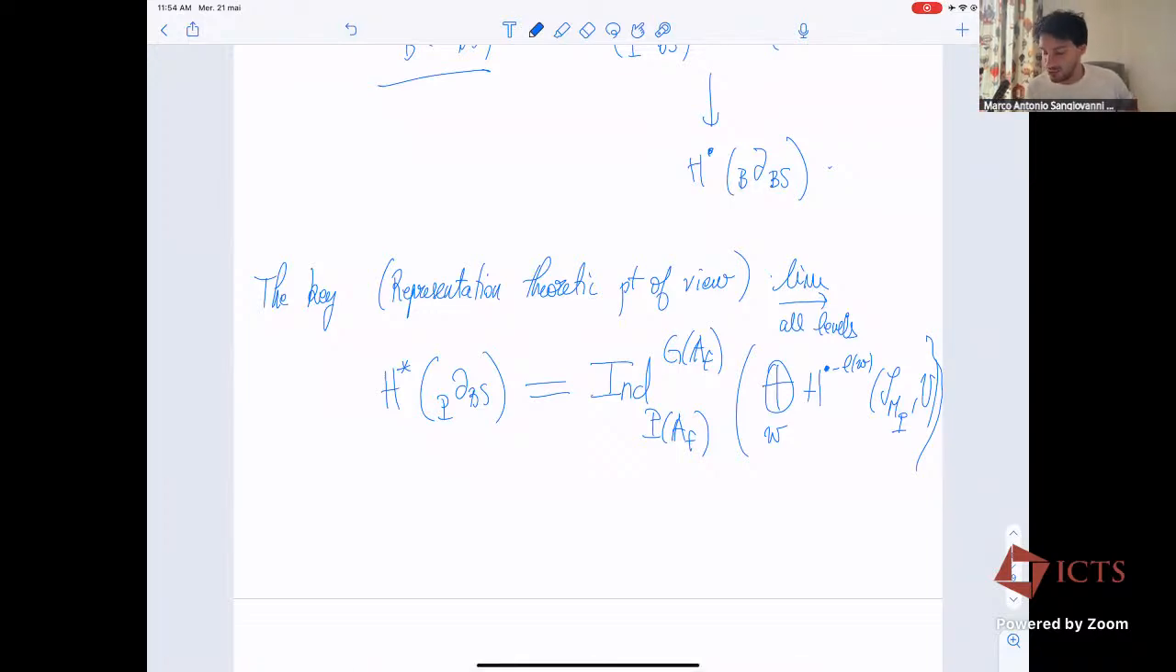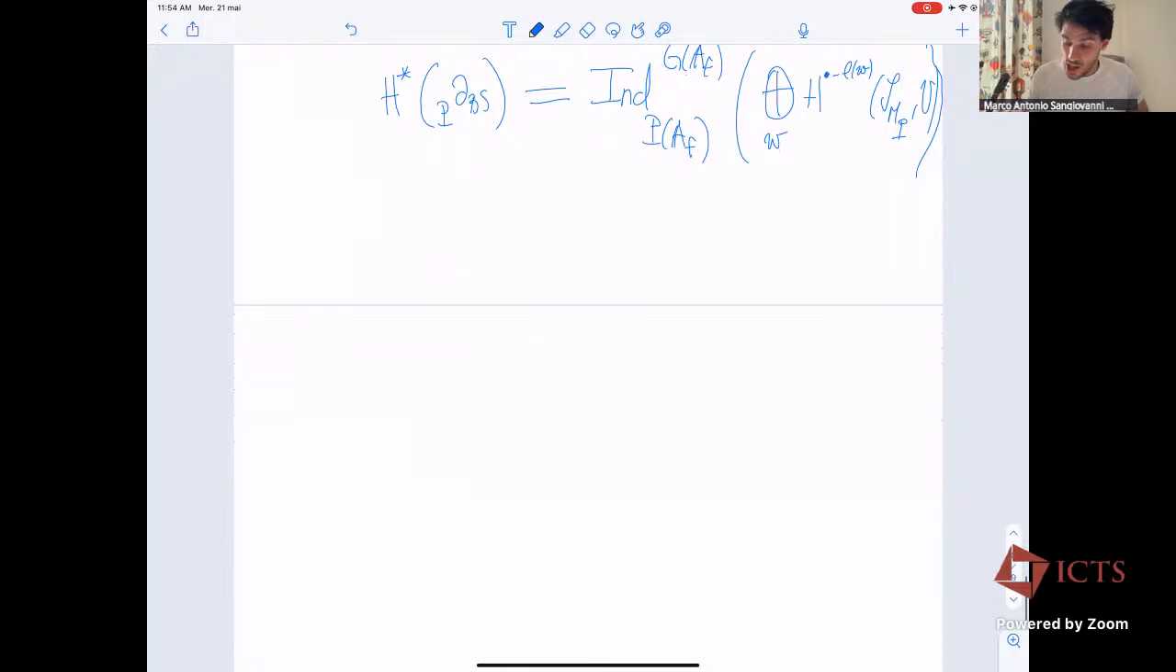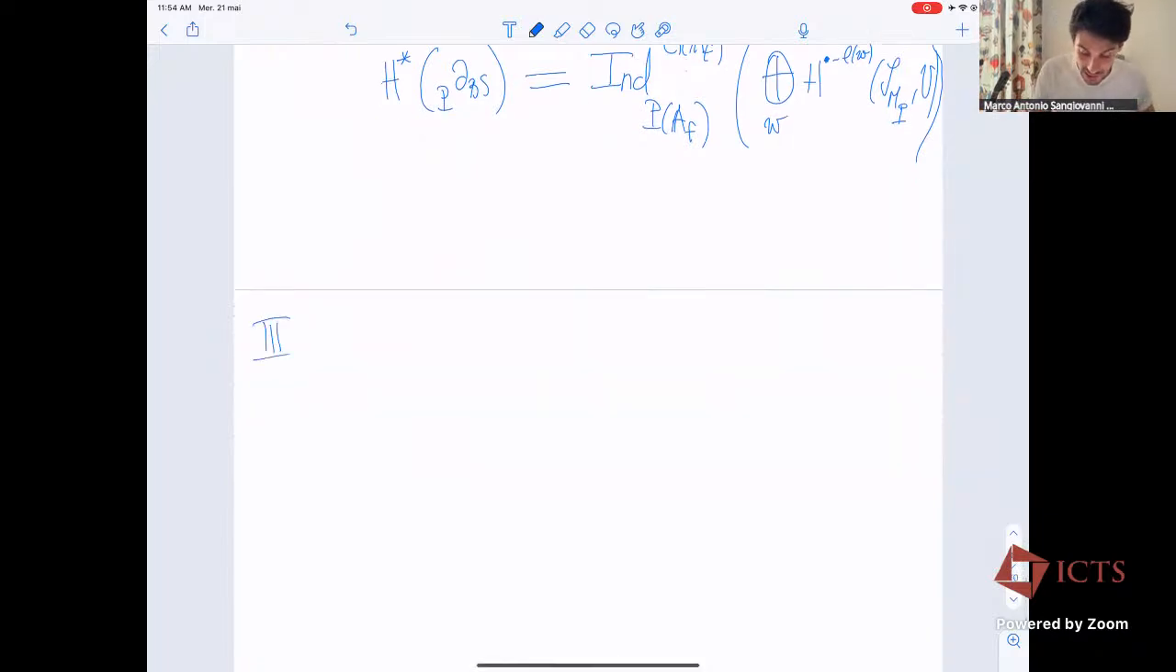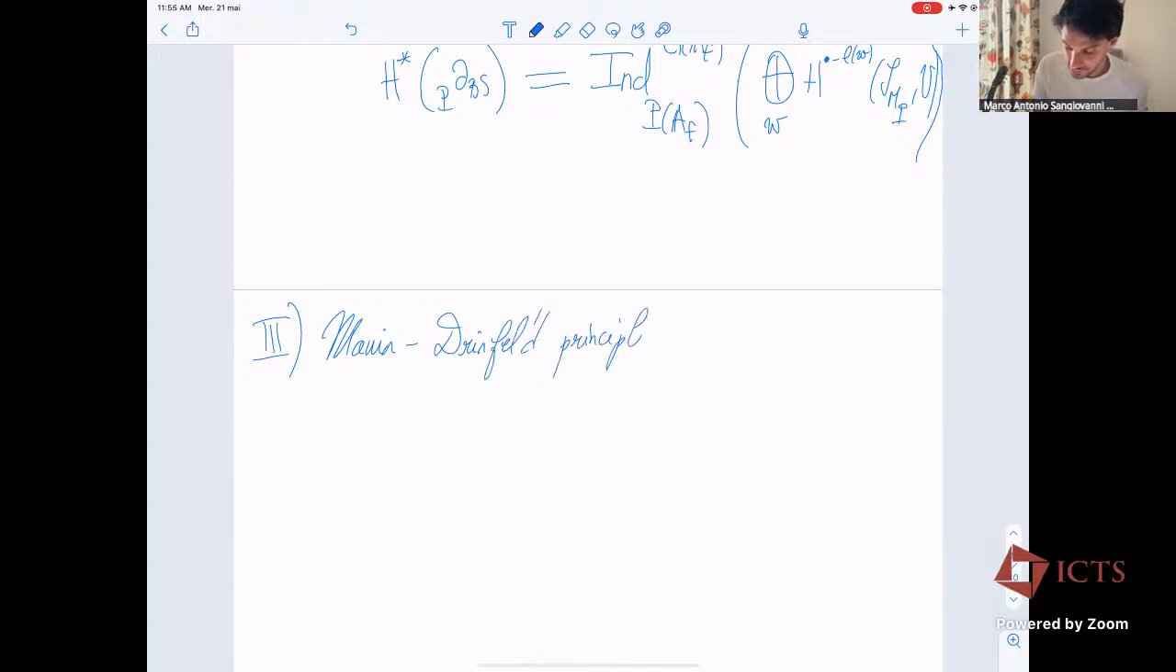Induced from what? From a representation of the Levi of P that is given by the cohomology of the locally symmetric space coming from the Levi of P. So this is sort of the key description to study how this Eisenstein class behaves in cohomology. Okay, so I finally arrived at my number 3, which is the description of the Manin-Drinfeld principle.